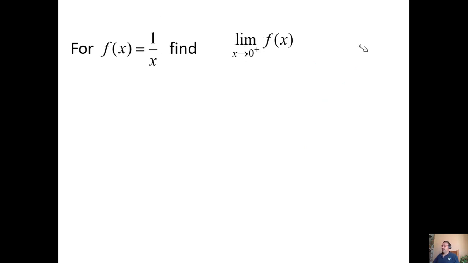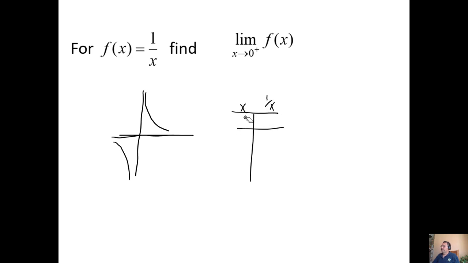Well, what about if we approach it from the right? Again, you should look at the graph. You should be comfortable with this graph. And again, you should be able to look at it from a table. At one, of course, we're going to get one. We're trying to get closer to zero using numbers that are bigger than zero, so we'll use 1/10. And 1/10 times what will make one? 10. We need to get closer, so we'll use 1/100. And 1/100 times what will make one?